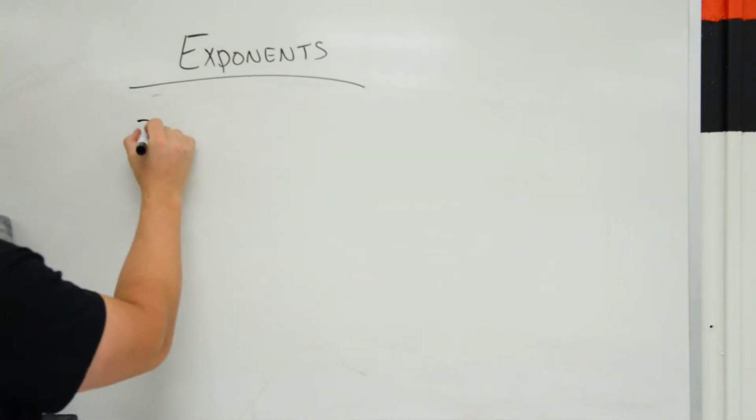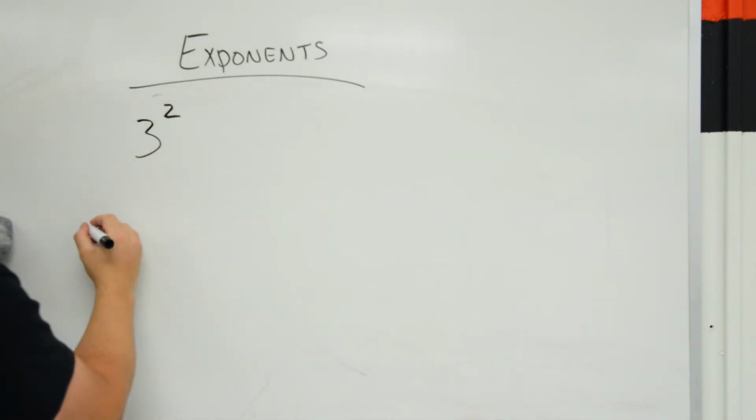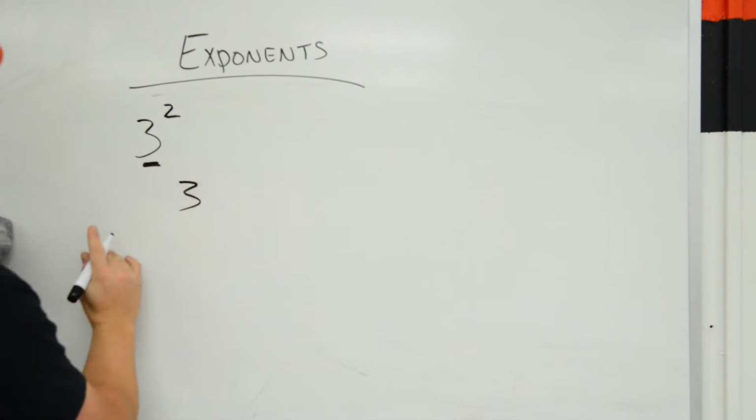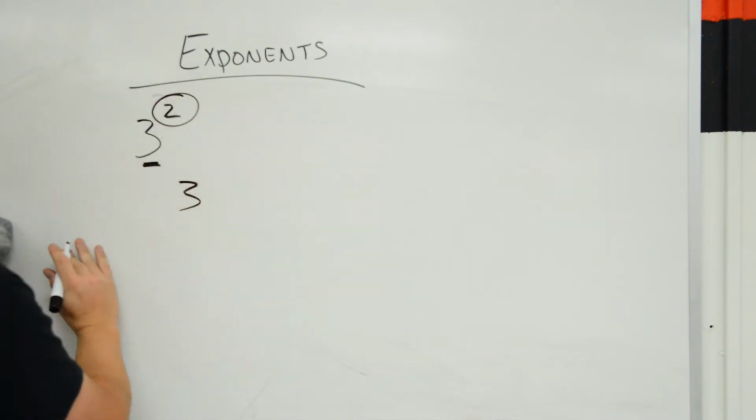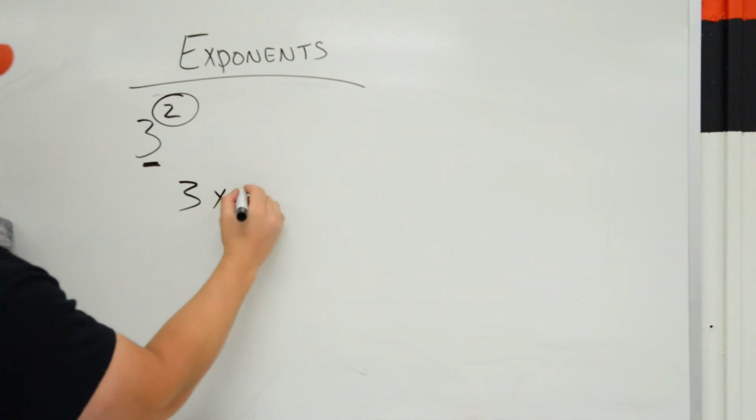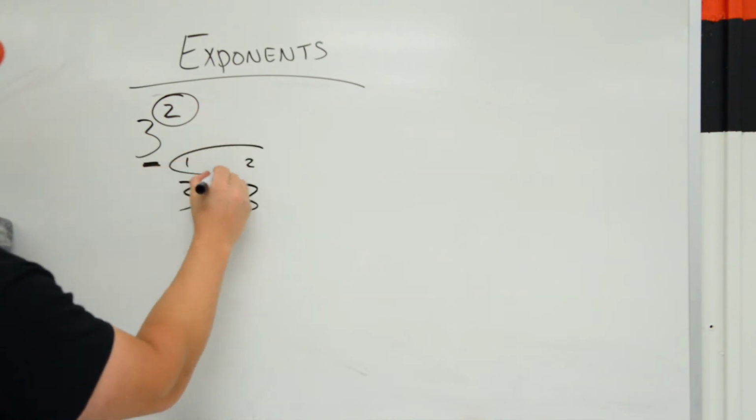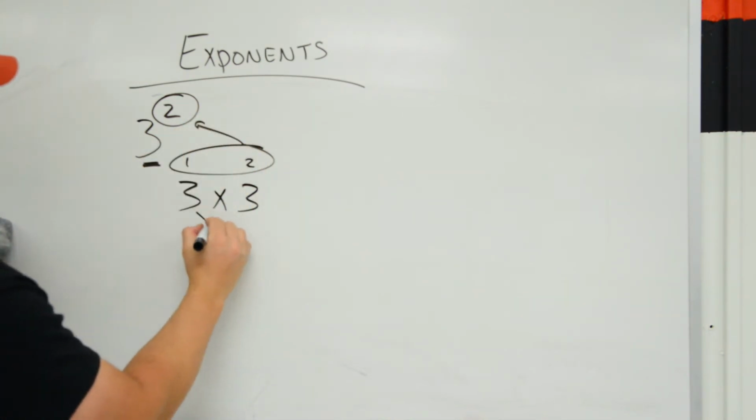And another example is if you had 3 to the 2nd power. So there's our number. How many times do we got to multiply it? 2 different times. So 3 times 3. There's your first one, there's your second one. There's your exponent. Now, that gives you 9.